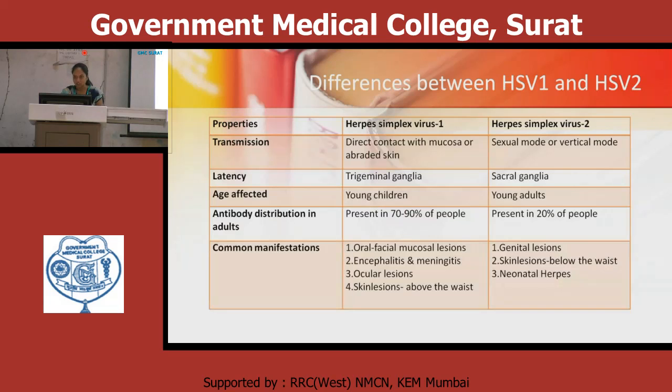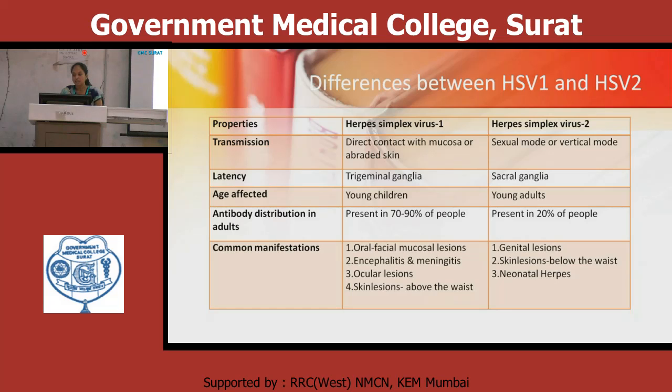Difference between HSV-1 and HSV-2. Properties. Transmission: in herpes simplex virus 1, direct contact with mucosa or abraded skin. In herpes simplex virus 2, the mode is sexual or vertical. Latency is in the trigeminal ganglia in herpes simplex virus 1 and in the sacral ganglia in herpes simplex virus 2. Age affected in type 1 is young children; in type 2 it is young adults. Antibody distribution in adults: type 1 is present in 70 to 90% of people and type 2 in 20% of people.